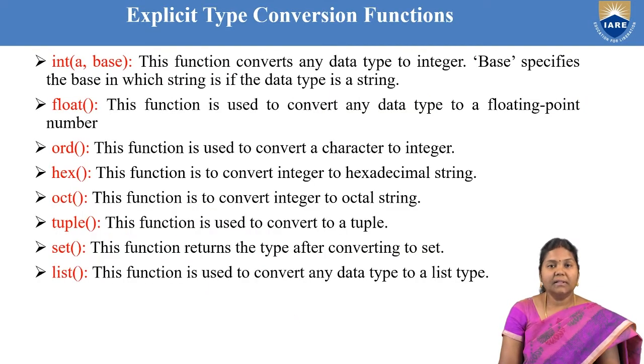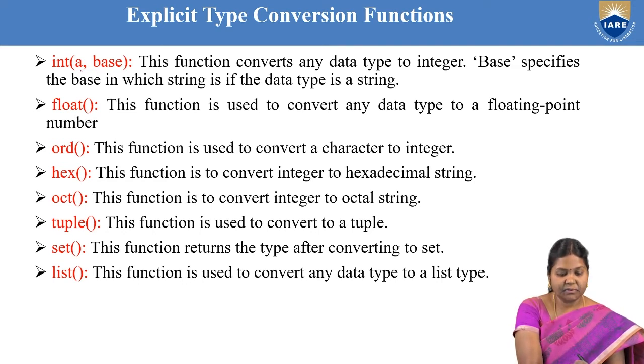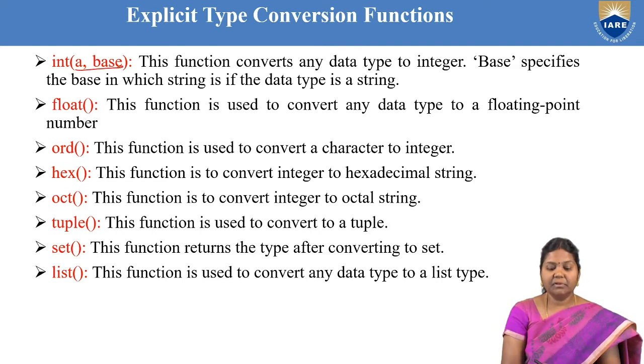Now, before learning the programs in explicit type conversion, let us first discuss the type conversion functions available which are popularly used in many applications. First one is the integer function, int(a, base). What is the meaning of this? This function converts any data type to integer. Here base specifies the base in which the data is, if it is a string, and it is converted into an integer. You can write base as 2 or something, or you can write just the int function. Similarly, the float function is used to convert any other data type into floating point numbers.